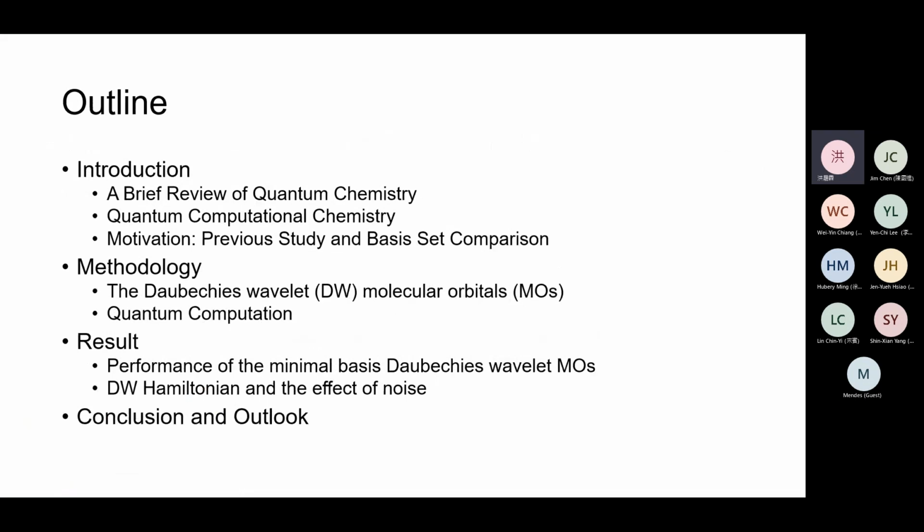Okay, let's start. Here is the outline of my talk today. I will briefly review quantum chemistry first and illustrate why quantum chemistry calculation is considered one of the most compelling applications for quantum computing. After reviewing basic quantum chemistry, I will connect quantum computing and quantum chemistry and discuss the current applications and limitations.